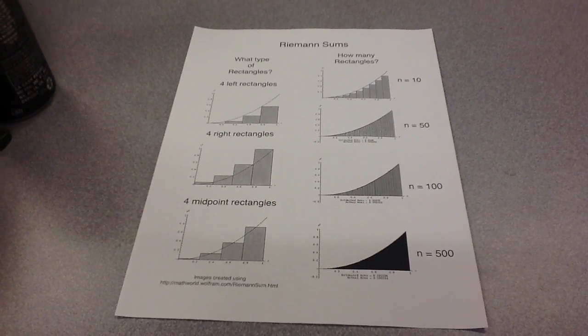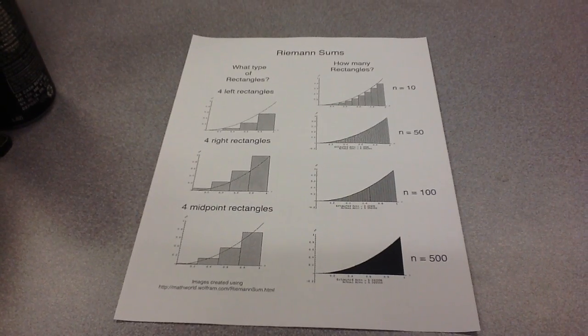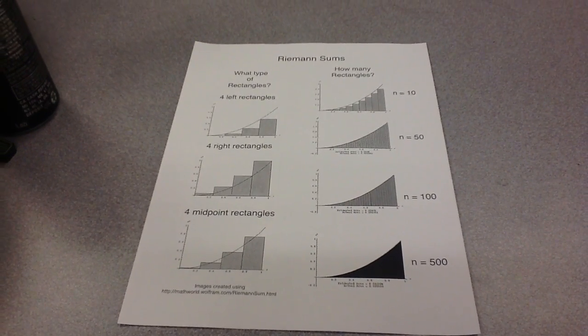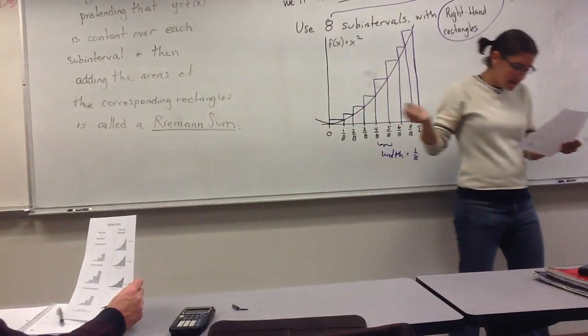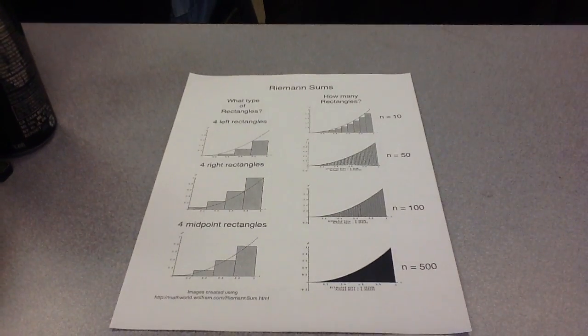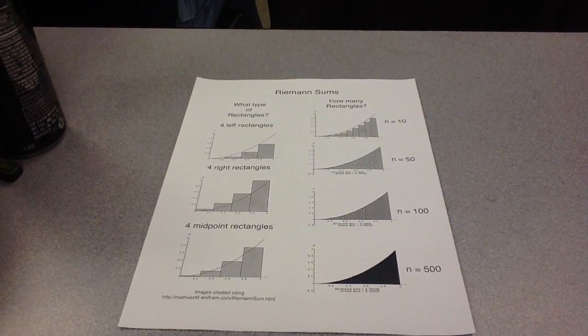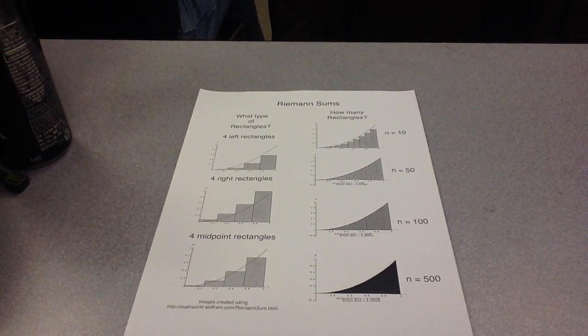so 1 over 500 is the width, then you have super skinny rectangles, but the amount that you're over or the amount that you're under is significantly less. So when n is equal to 500, it nearly looks like we're approximating the curve itself. And so the more rectangles we have, the better our approximation should become.